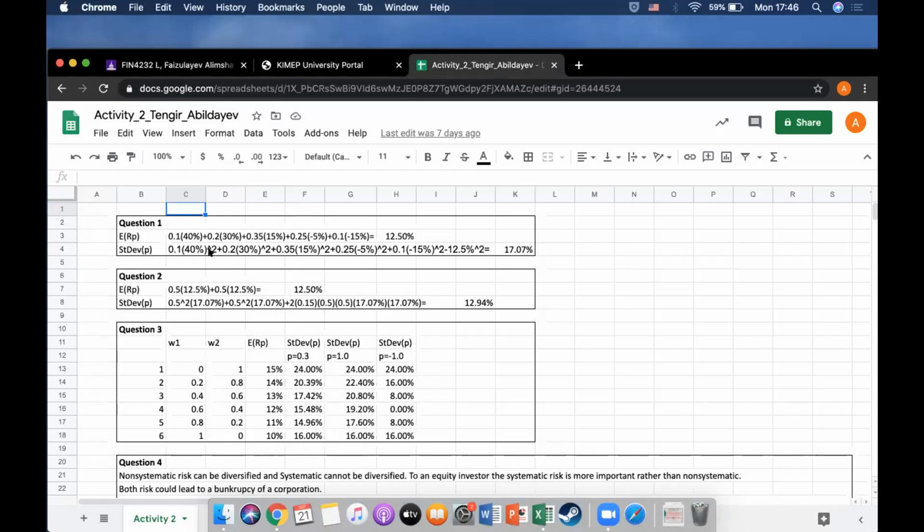For the standard deviation, we do almost the same thing, but we raise it to the power of 2. Then we take the 12.50%, which is the expected return, raise it to the power of 2 as well, and subtract it. Subtract 12.5 to the power of 2. We get 17.07%.